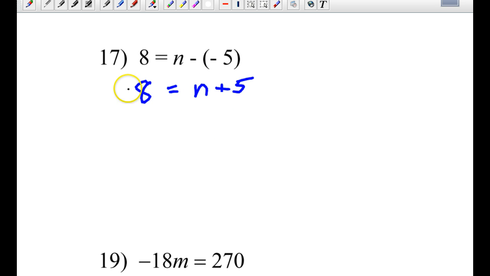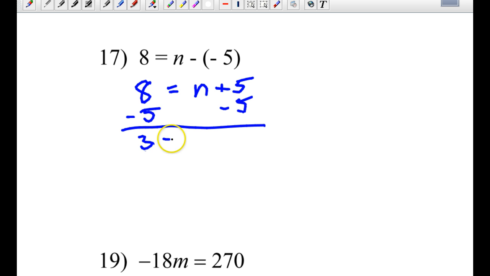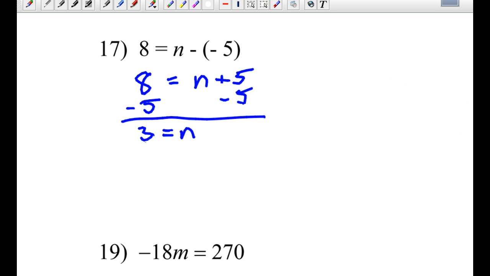What number plus 5 is 8? 3. You already have an idea of what the answer should be before you even go through it. Okay? And if you don't get 3, you stop and say, what happened? I thought I was going to get 3. So if you accidentally add 5 right here instead of subtracting 5, you'll catch yourself. Do the opposite. Opposite of addition, subtraction. 3 is what the unknown number equals. The number equals 3. N equals 3.